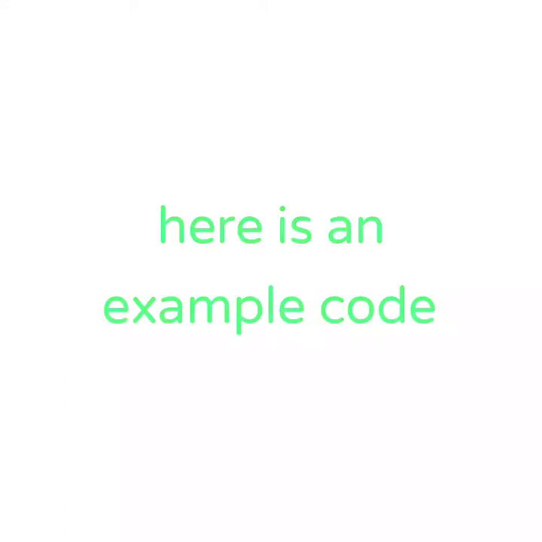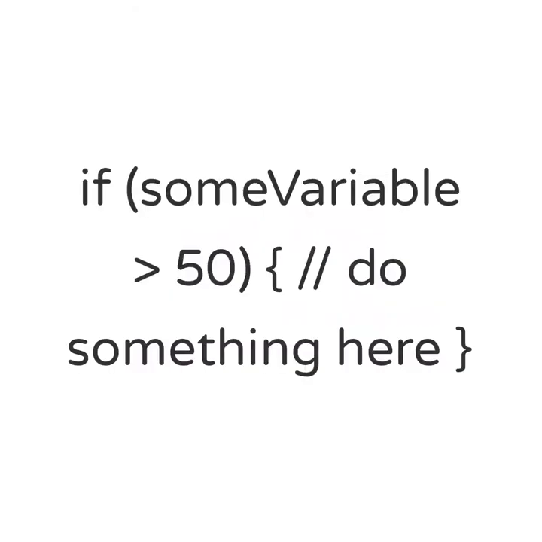Here is an example code. The program tests to see if some variable is greater than 50. If it is, the program takes a particular action.